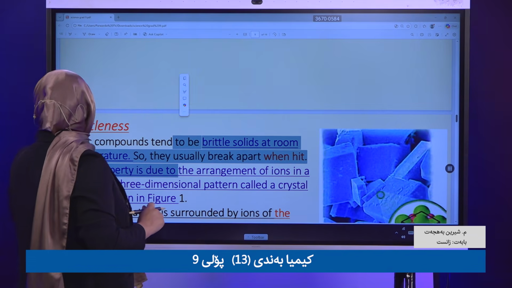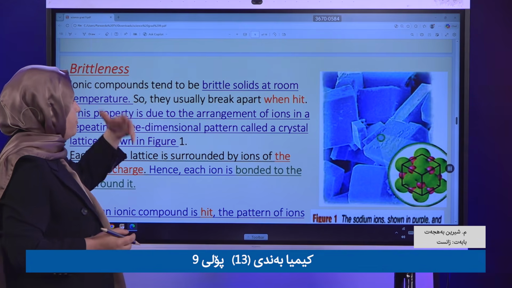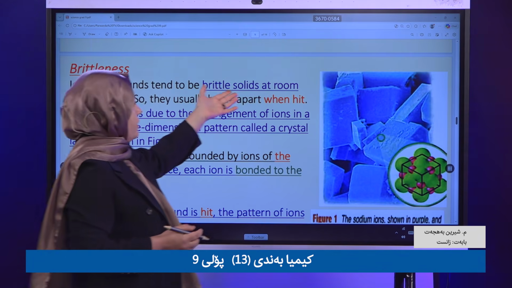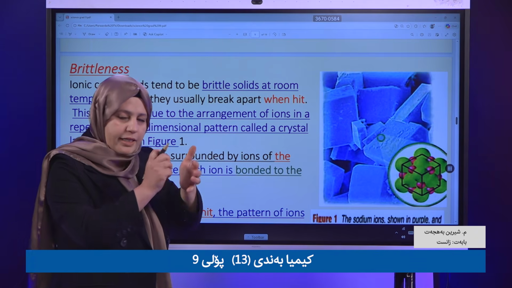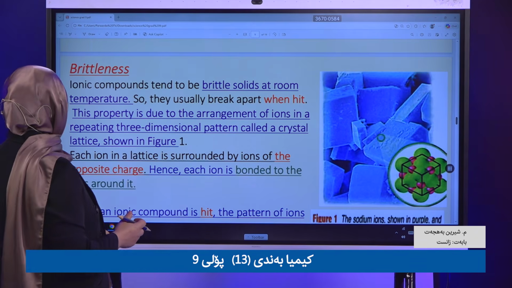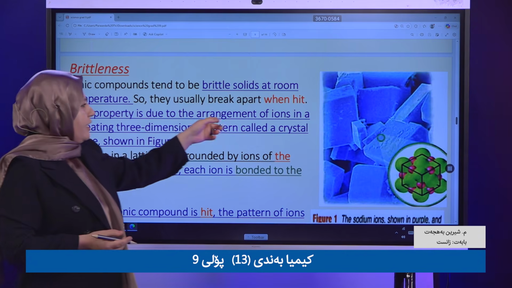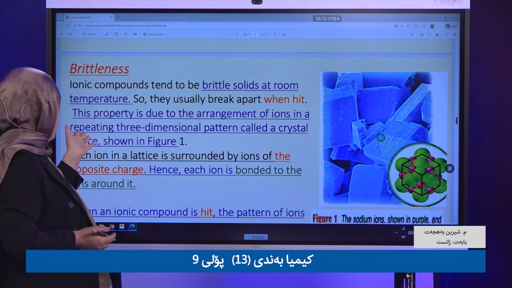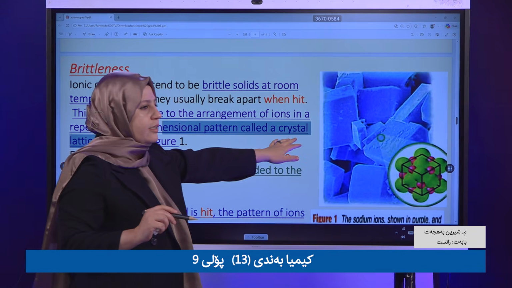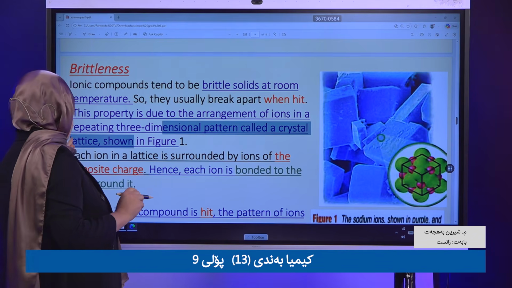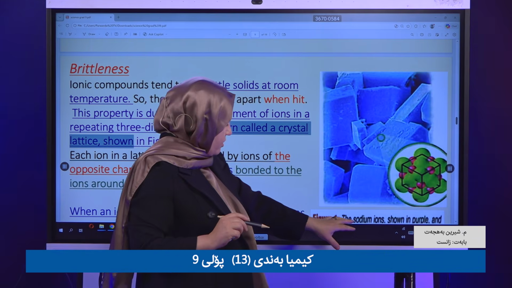Okay, let's go to the first property, which is brittleness. What is brittleness? Ionic compounds tend to be brittle at room temperature, and they usually break apart when a bit of heat starts. This property is due to the arrangement of ions repeating in a three-dimensional pattern called a crystal lattice. Look at this picture. This is the crystal lattice. This picture is important.